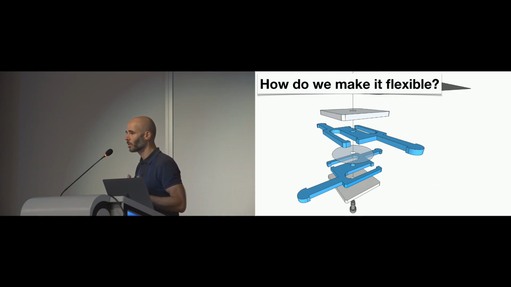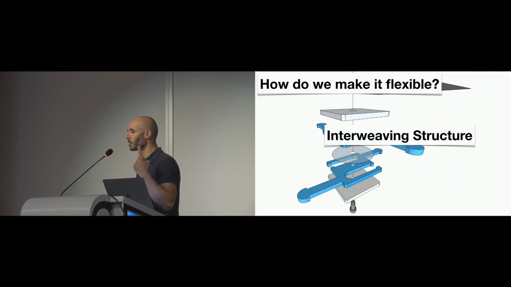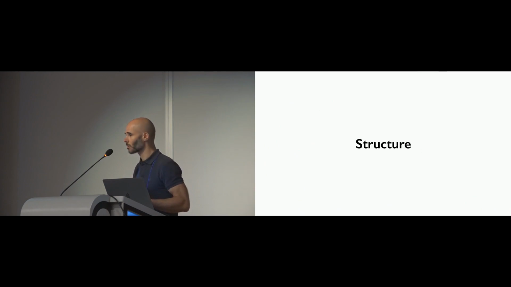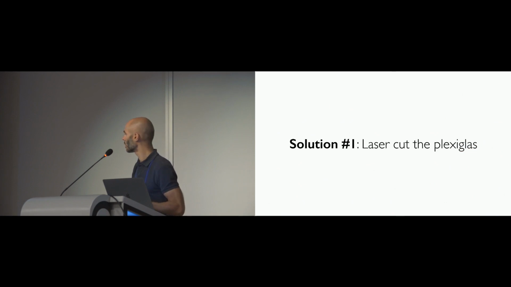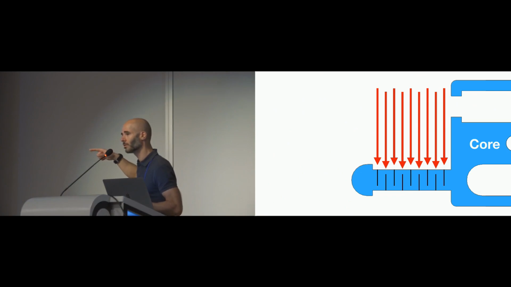For this, we had to deal with 2 things. First, the interweaving structure itself, and the covering layer. First, the structure. After several thinkings, we decided to make the fingers flexible. By fingers, I mean this part of the interweaving layer. So you have the main core and the finger. The first solution we tried was to laser cut the plexiglass, like this. We made some pattern on the finger, and then this finger becomes flexible.